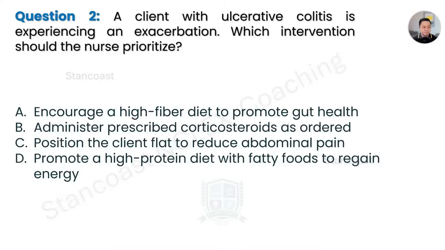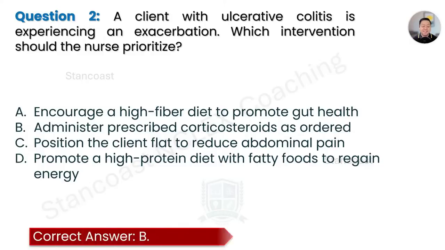Let's have number 2. A client with ulcerative colitis is experiencing an exacerbation. Which intervention should the nurse prioritize? A. Encourage a high-fiber diet to promote gut health. B. Administer prescribed corticosteroids as ordered. C. Position the client flat to reduce abdominal pain. And D. Promote a high-protein diet with fatty foods to regain energy. The correct answer here is letter B, because corticosteroids are often prescribed during exacerbations to reduce inflammation in the colon.